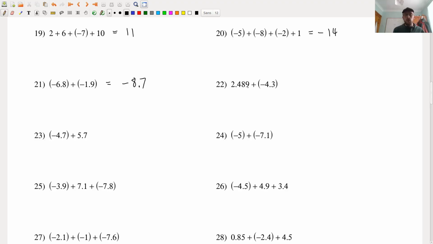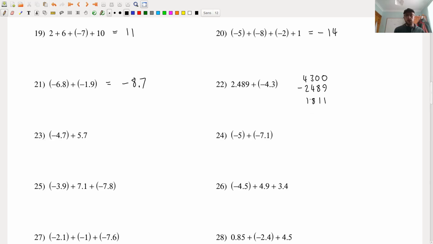Okay, 2.489 add negative 4.3. So I view this as 4,300 take 2,489. And then I make my adjustments afterwards. So I know that to get from 2489 up to 3000, I have to add on 511. And then I have an extra 1300 to go to get to 4300. So I know that the answer is 1811.